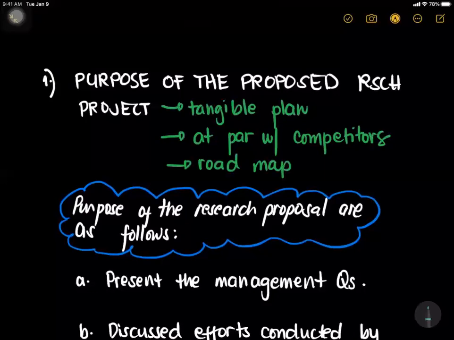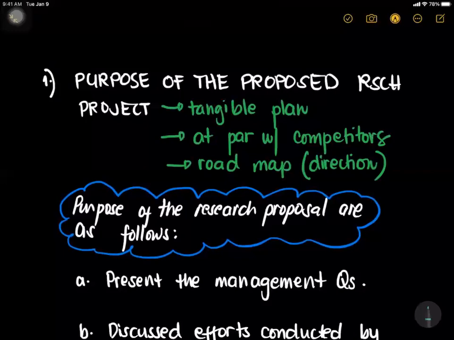So it sets direction, as what I have mentioned a while ago. The direction here would also speak about the vision of the research, where it is headed, and how the objectives will be materialized with a series of plans and actions that you wanted to pursue or conduct. Okay.